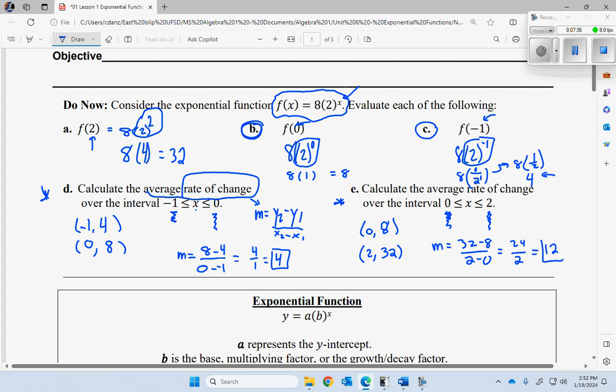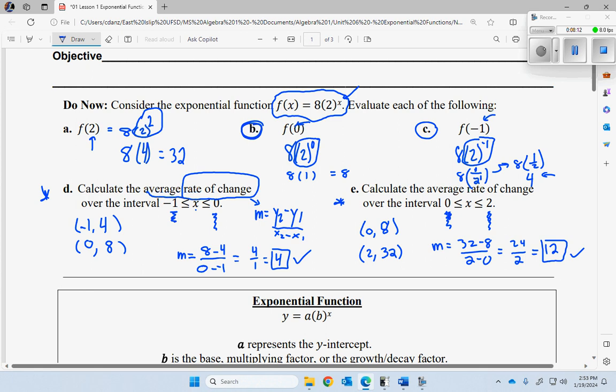And something that you should be noticing is that these 2 rates of change are not the same. When we were doing the rate of change for linear functions, the rate of change was always the same everywhere on that graph because it was a straight line. We like to say that linear equations have a constant rate of change, but exponential functions do not. In an exponential function, the rate of change changes, and it changes quickly actually. It went from 4 to 12 rather quickly.